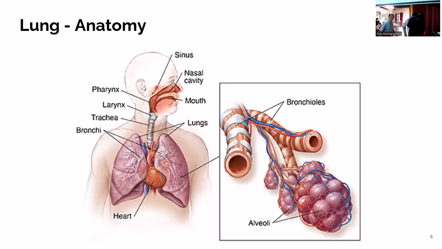Now, can you see the pointer there? So when we breathe in, we go through the nasal cavity, our nose, going through the pharynx and to the trachea. This is our upper respiratory tract. And then we will go down to the bronchi, the bronchioles and the alveoli. This is where our gas exchange occurs inside the lungs.